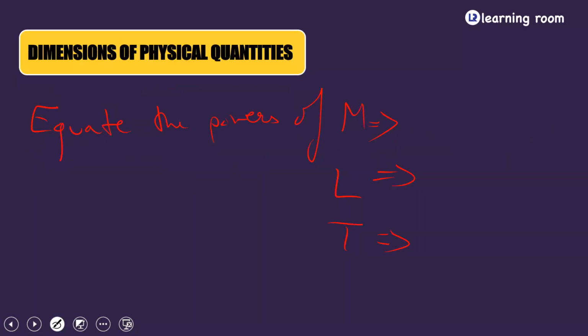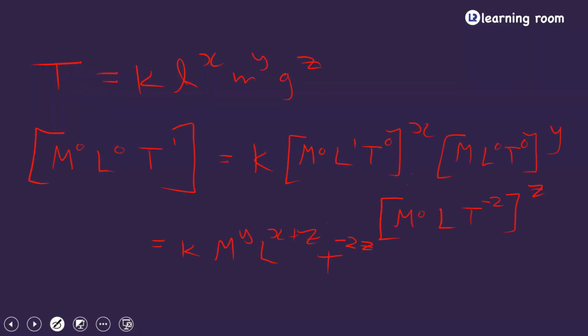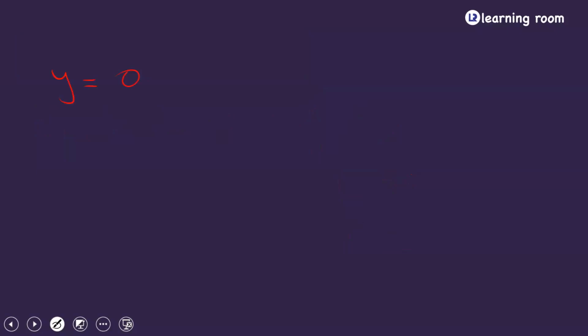So what will you get? Y is equal to 0 with your first one. Tell me the equation. X plus z equal to 0. Last one is 2 minus z equals 1. So can I solve this? And if I solve this, the last one I can write z is equal to minus 1 by 2.